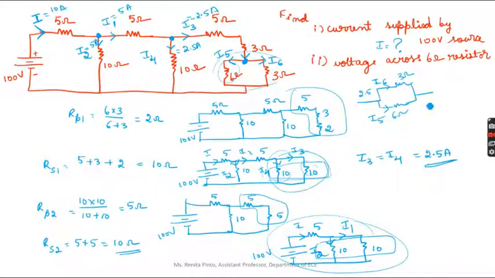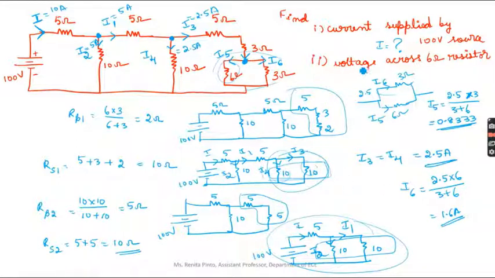So I'm going to use the current divider rule here. I5 is equal to the main current, that is 2.5, times the resistor in the other branch, that is 3, divided by 3 plus 6. That will give you 0.833. Similarly, I will apply the current divider rule to the other branch. So I6 is equal to the main current 2.5 times the resistor in the other branch, that is 6, divided by 3 plus 6. Okay, so 1.6.